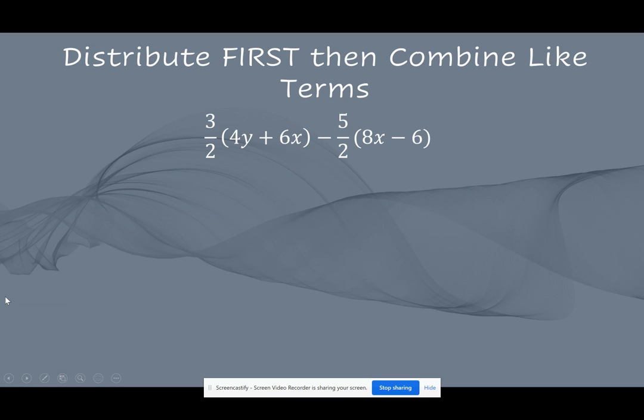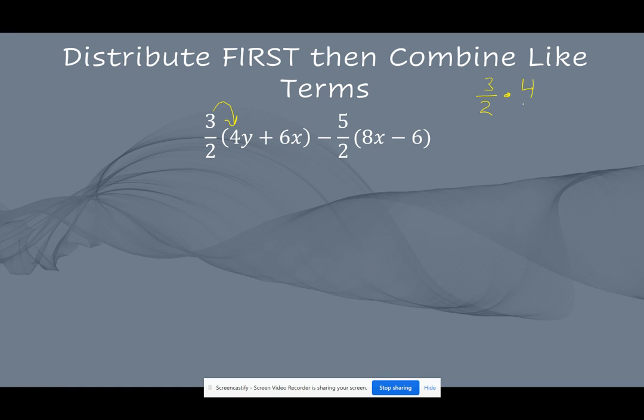So now here comes a tricky one. We have lots of fractions and distributing and everything. So this is probably the hardest type of problem you'll face. So if you feel okay with this one after I go through it, you should be pretty good. So we have 3 over 2 times 4y. So I'm going to do my work with the fractions over here.